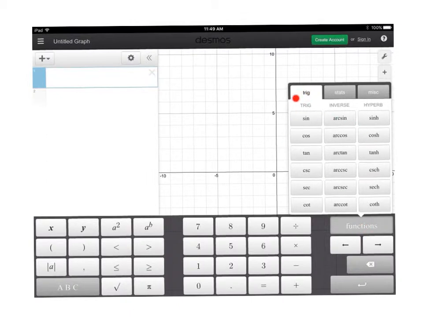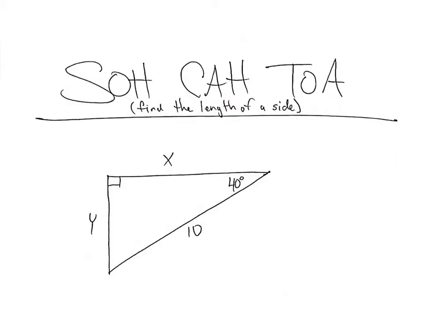After you have it in degree mode, you can go to functions, and this is where the trigonometric functions show up. So we'll be using sine, cosine, tangent mostly. In the next video, when you're finding the inverse sine, cosine, or tangent, those are these: arc sine, arc cos, arc tangent. Oh well, we'll just solve it.